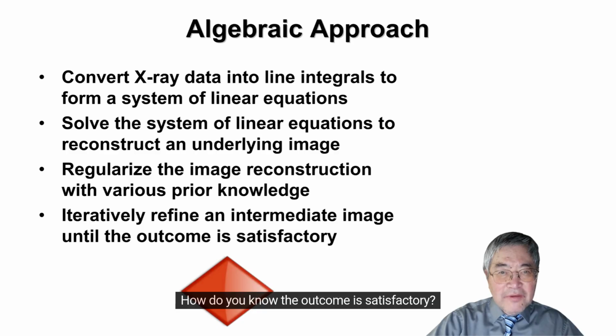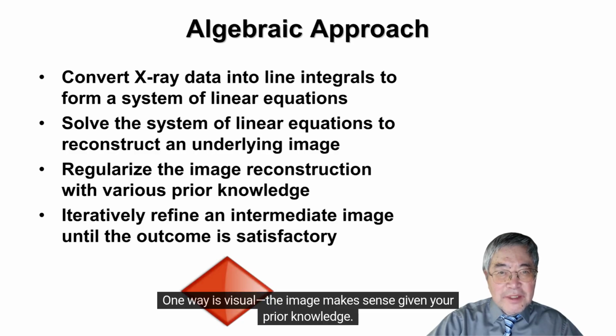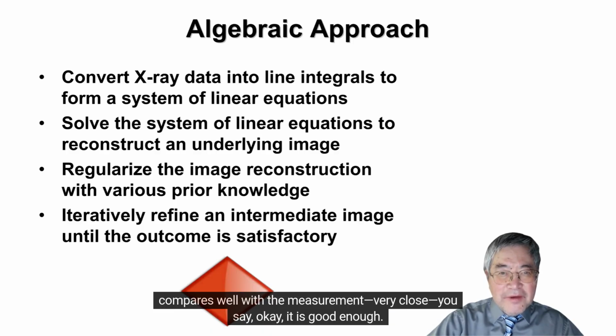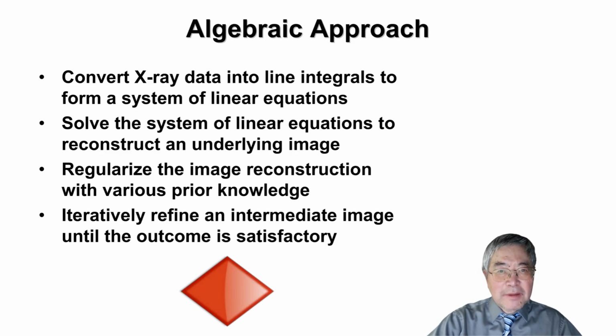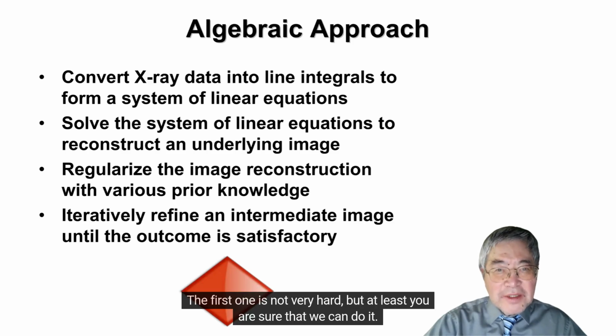How do you know the outcome is satisfactory? One way is visual. The image makes sense given your prior knowledge. Another way is data consistency. Based on your current image, you predict the projection data. If your prediction compares well with the measurement, very close, you say, okay, it is good enough. As far as data fitness is concerned, we are doing a good job. So that is the idea of the first algebraic approach. The first one is not very hard, but at least you are sure that we can do it.